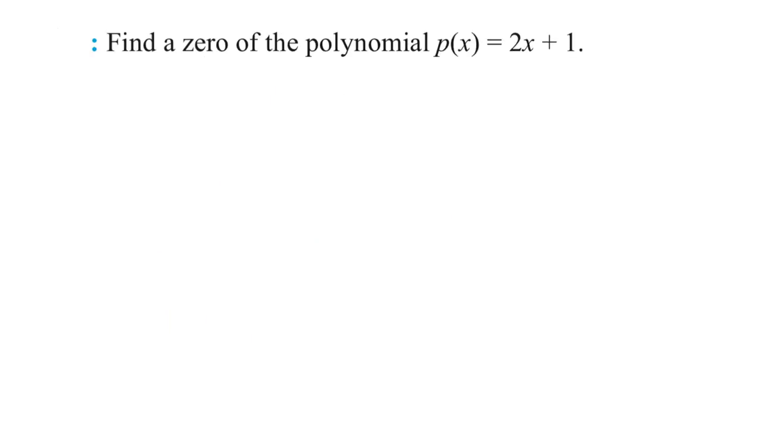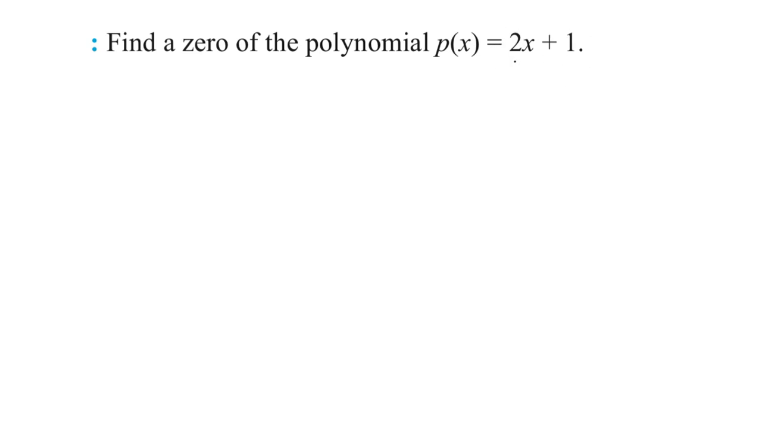Find a 0 of the polynomial P of x is equal to 2x plus 1. So over here, we are supposed to find the 0 of the polynomial. What do we mean by 0 of the polynomial? The 0 of the polynomial is a number that will make the polynomial equal to 0, isn't it?